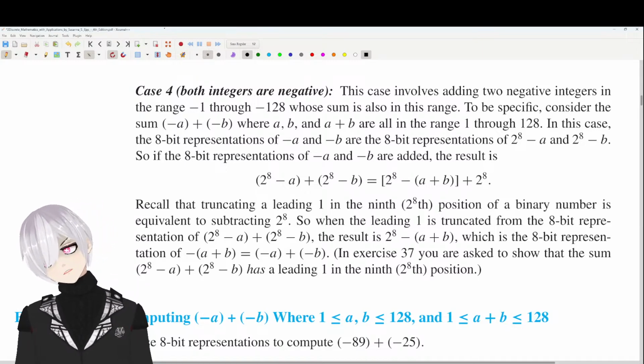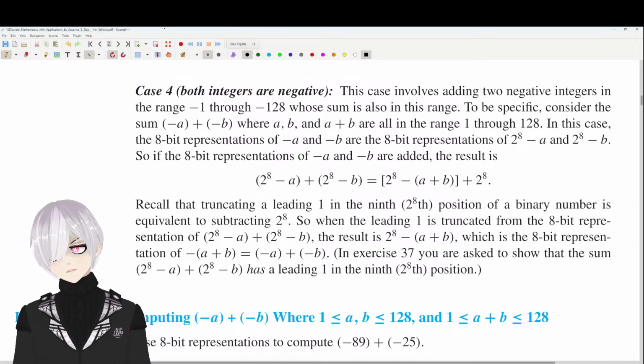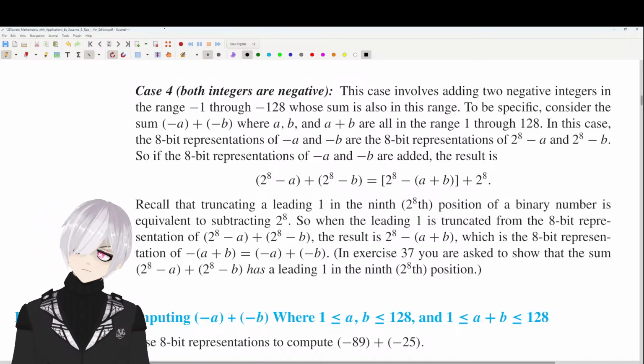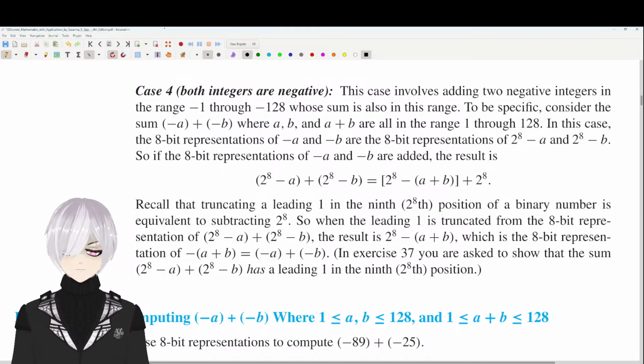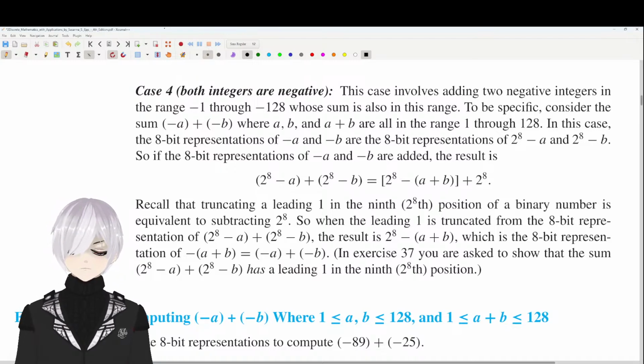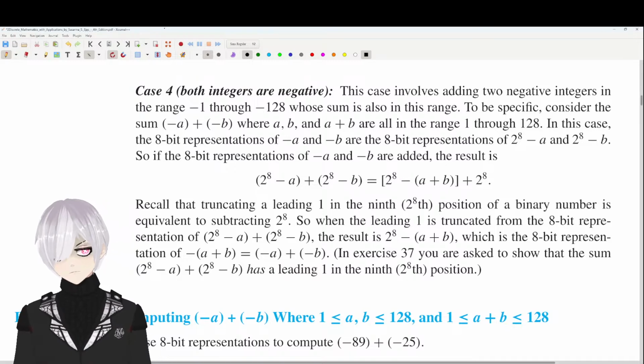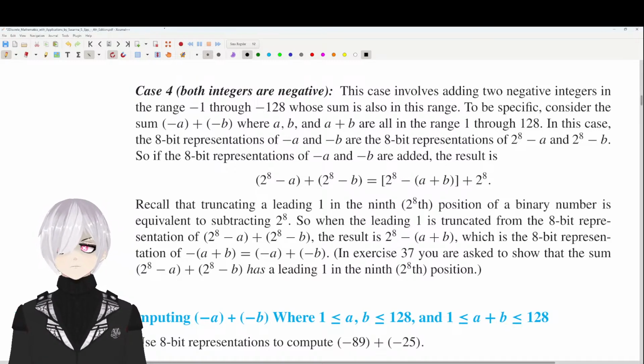So let's see. If there's a 1 in the 2 to the 8th position, then we have to drop it, right? Yeah, exactly. And they just kind of say that there's a leading 1 in the 2 to the 8th position, but then they ask us to prove that there's a leading 1 in the 2 to the 8th position.